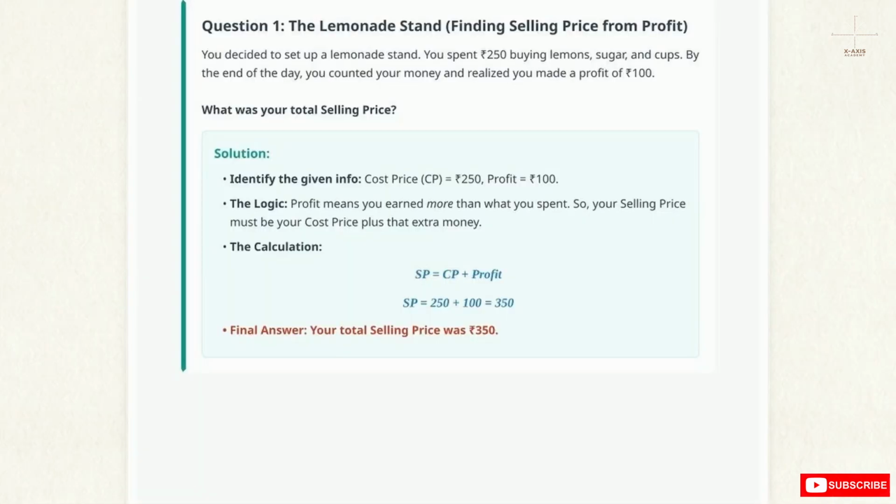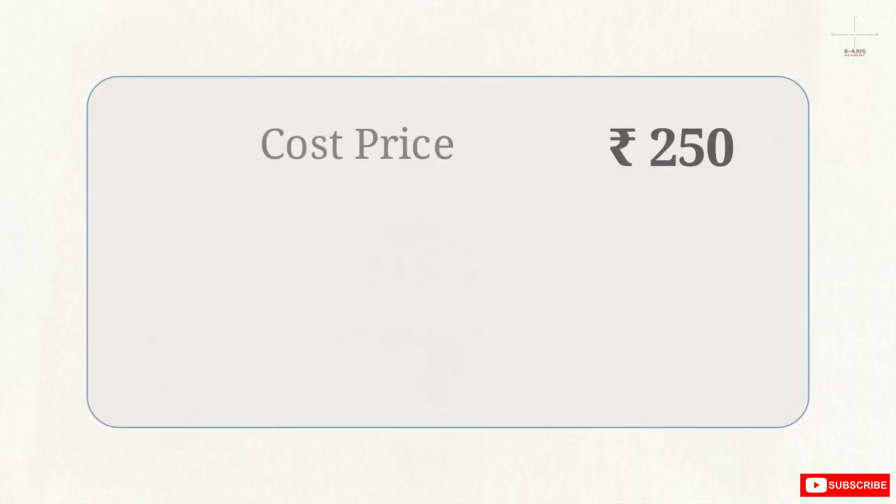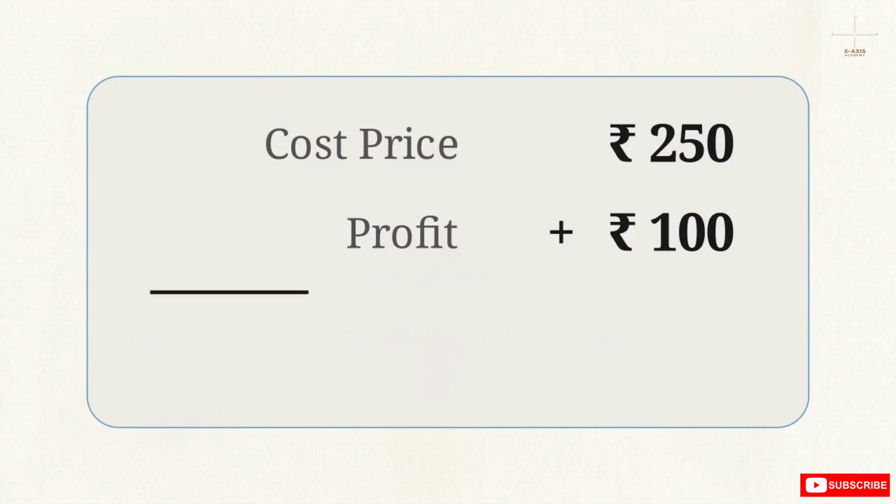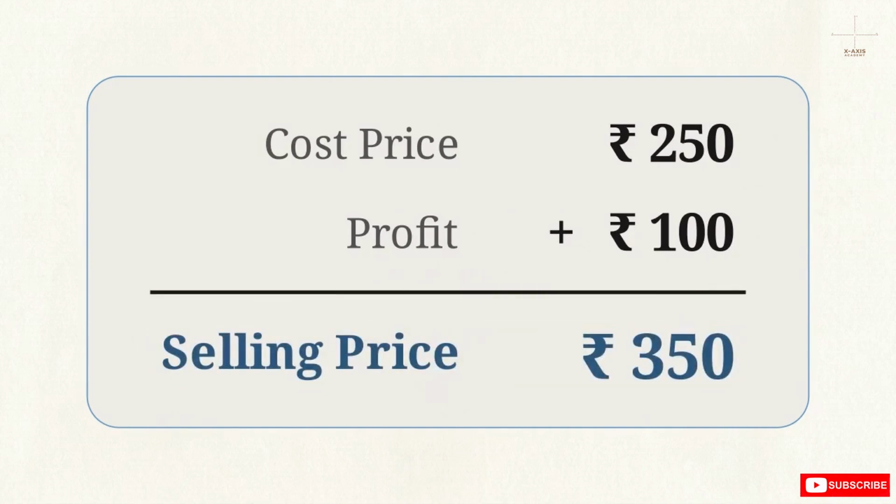To solve this, we rely on the definition of a profit. Earning a profit means your selling price has to be higher than your cost price. So we take the initial 250 rupees spent, add the 100 rupees of extra money earned, and we get a final selling price of 350 rupees.